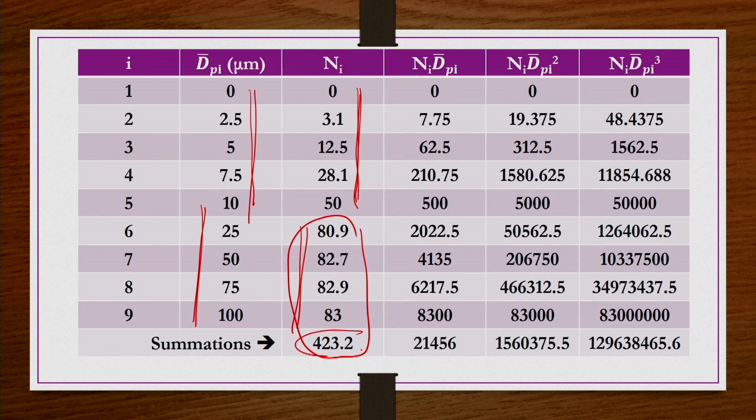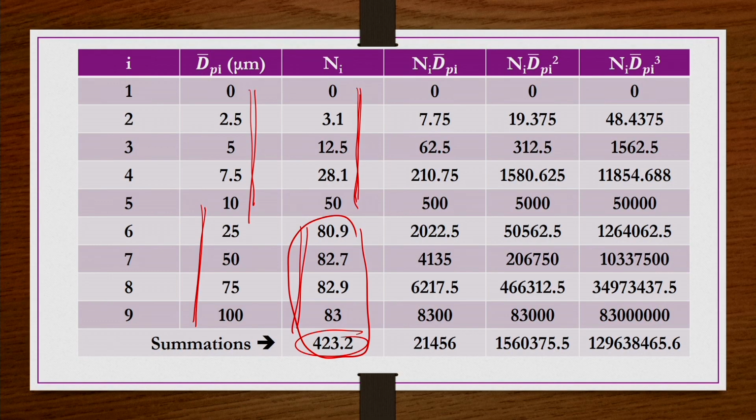The total number of particles you can also get like this. So for the number mean and Sauter mean diameters, once you know the number of particles, you need to know Ni dpi bar, Ni dpi bar square, and Ni dpi bar cube values, because now you know Ni and dpi bars for different increments, you can get those numbers and then do the summation. So you have the summations, which can be used in the calculations now.